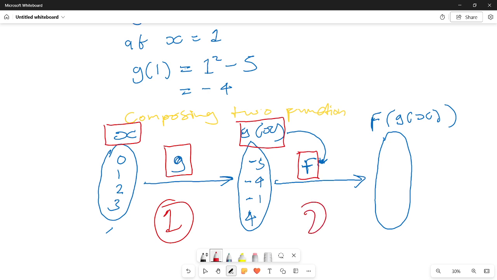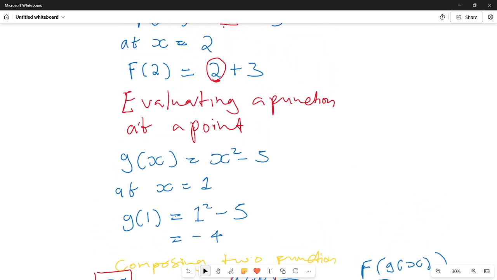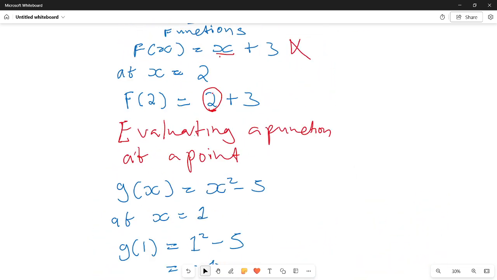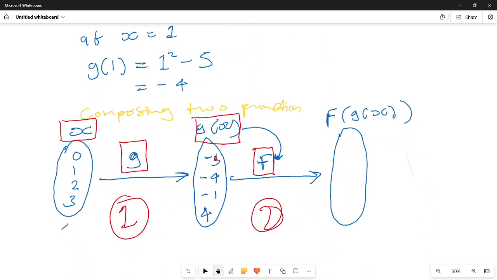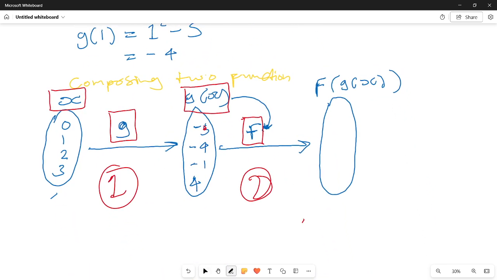And in the second scenario, g of x is the input for the functional rule f. So it means if we take these numbers and substitute into the function f, remember the function f is defined as x plus 3. So this is the function x plus 3.